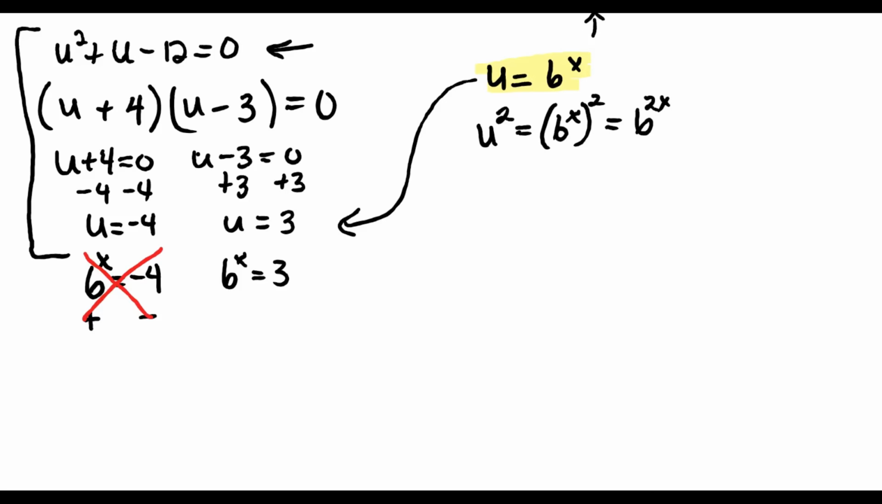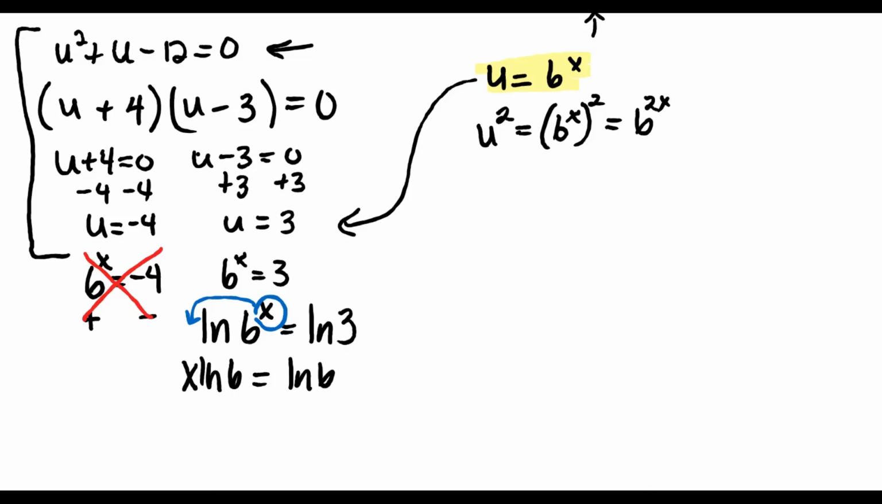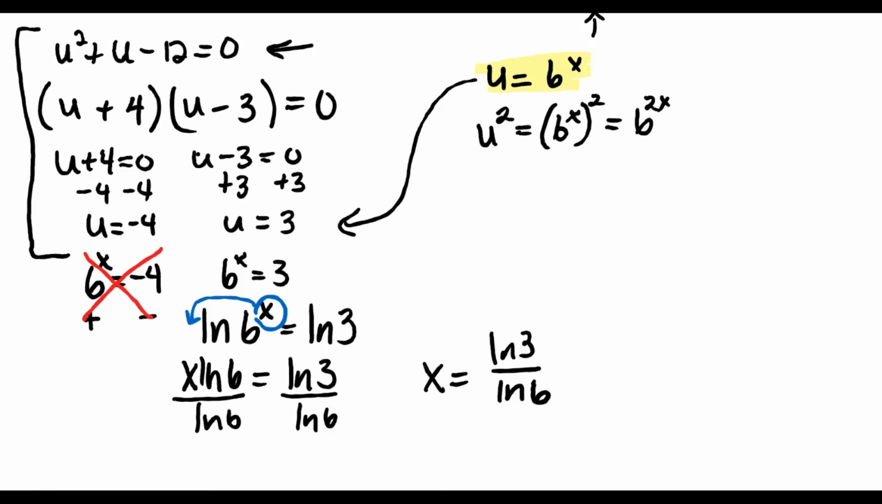I'll take the log of both sides. If I take the log on the left, I have natural log of 6 to the x, and on the right, I'll have natural log 3. Then I can use the power rule to get that variable out of the exponent. I wrote 6 instead of 3. So then I can get that variable by itself by dividing by natural log of 6 on both sides, and that gives me my solution of x equals natural log 3 over natural log 6.